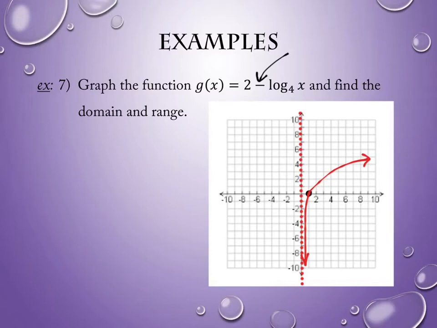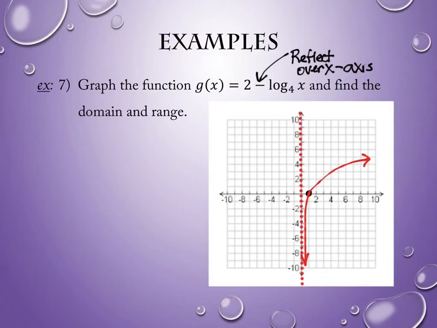Negatives are reflections. They either reflect things down or up, or left to right. Okay? If the negative's in front, which it is, it's in front of my log, it flips things that are down, up, and up, down. Okay? So this is a reflection over the x-axis because it's happening in front of the log. If the negative were inside with the x, it'd be a reflection over the y-axis, okay?